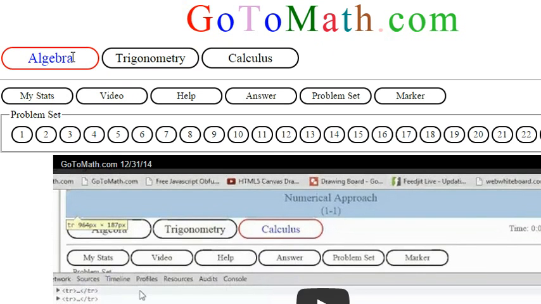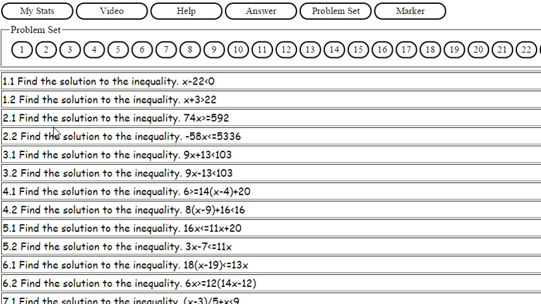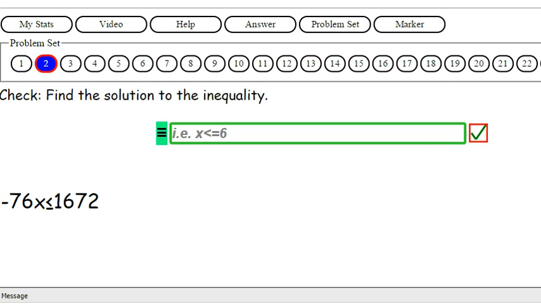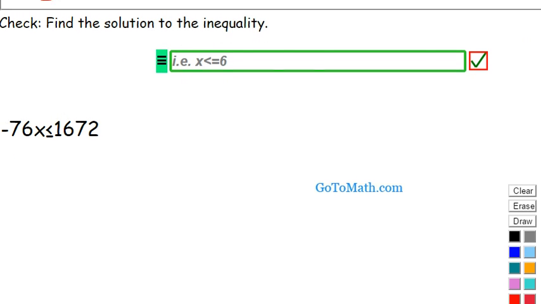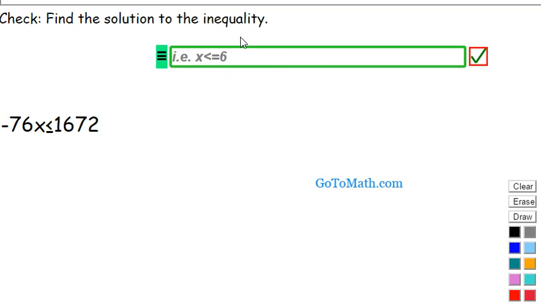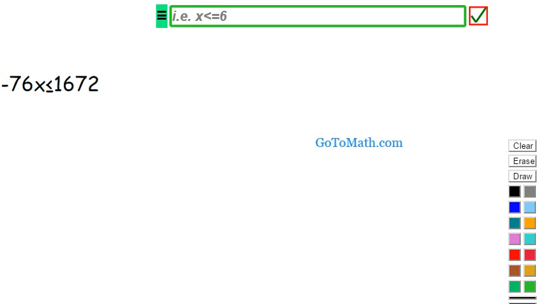Okay, we're over here at go2math.com looking at some linear inequalities. Let's click there, go to 2.2 and bring up the marker board. Find the solution to the inequality. Alright, so let's take a look at this. Now this one here is going to be slightly different than what we've been doing, so hang in there.